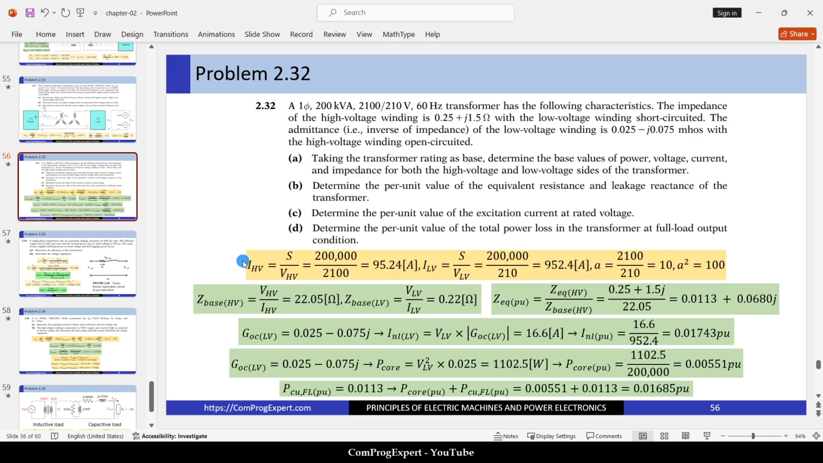So what is the value of the base current for the high voltage? It is the apparent power divided by the voltage, which is equal to 95.2. And the base current for the secondary side, the low voltage side, is 952.